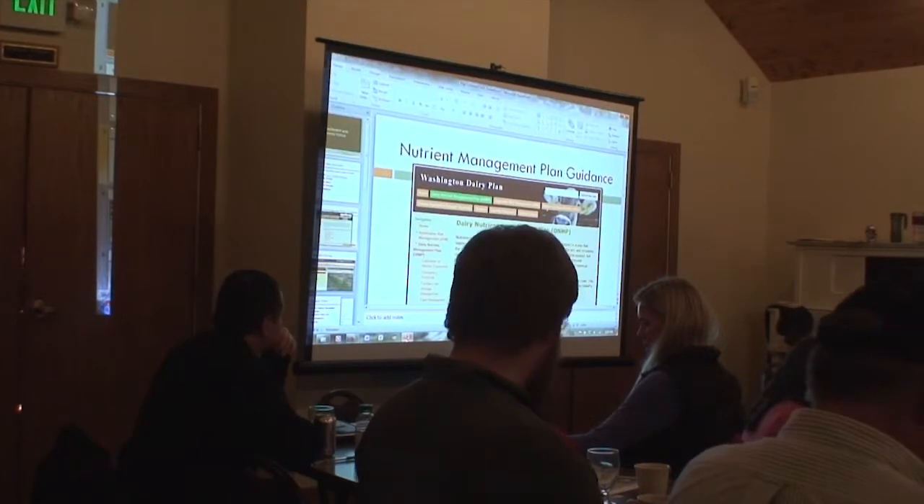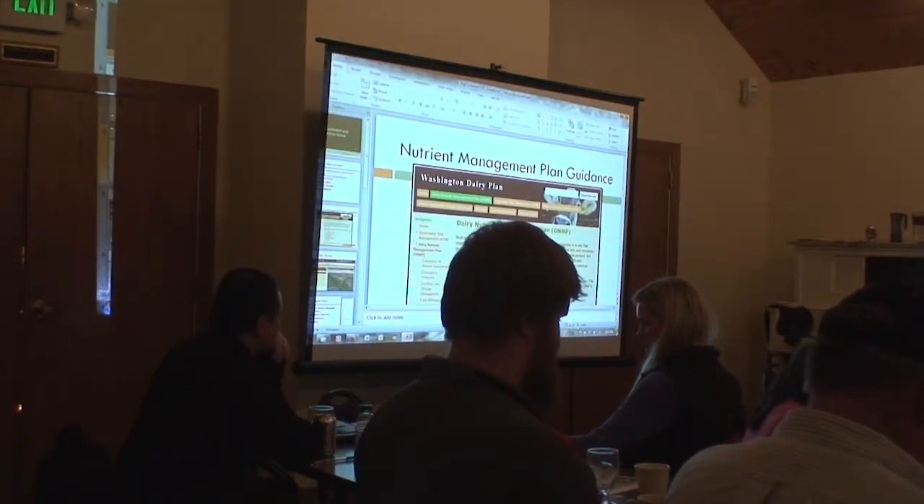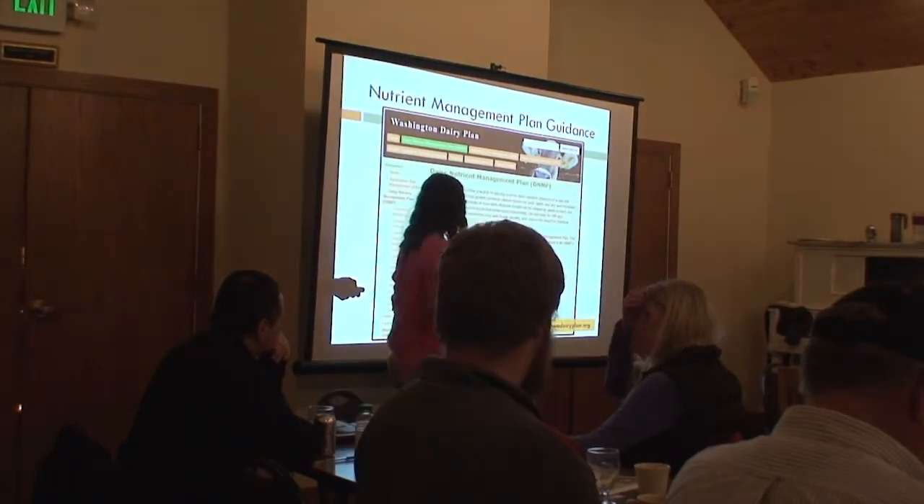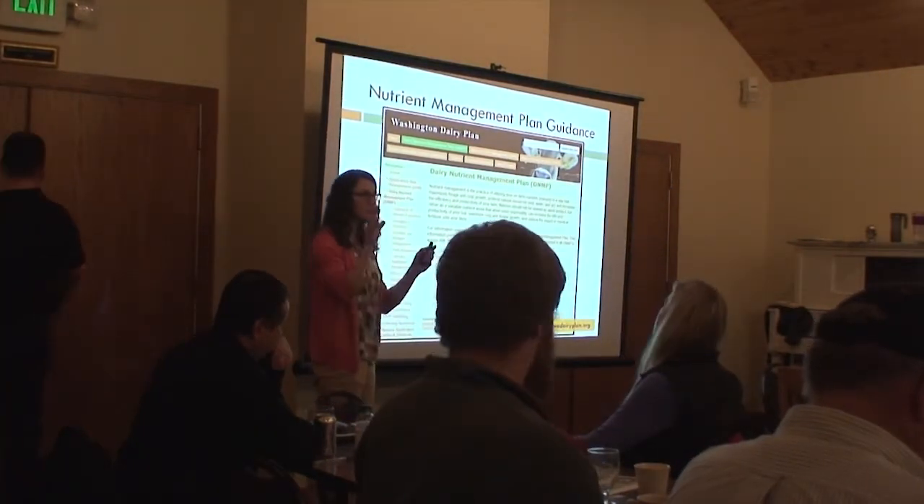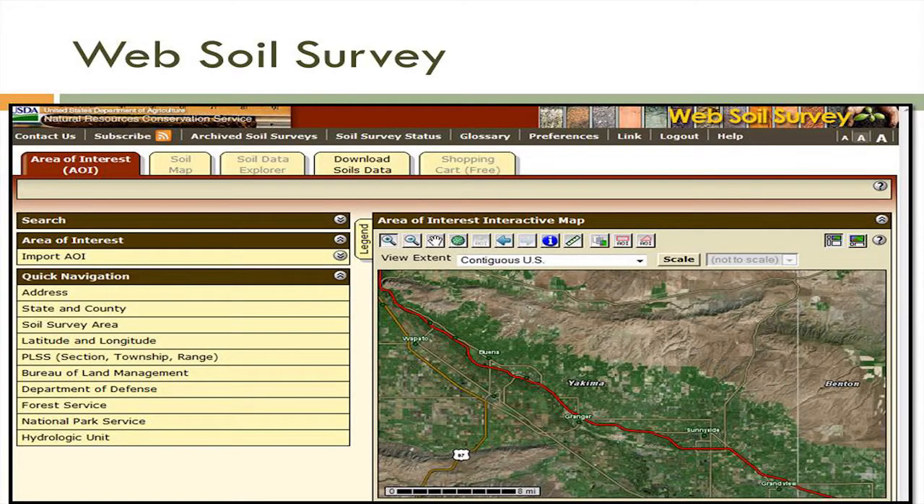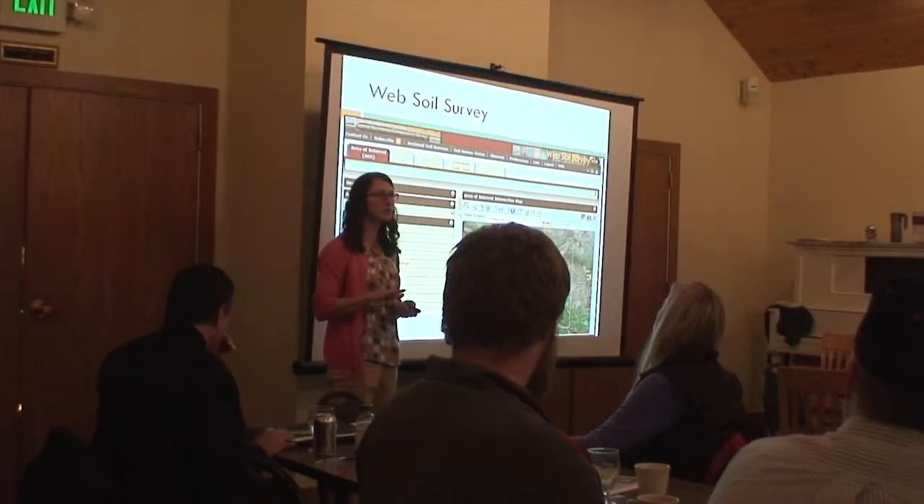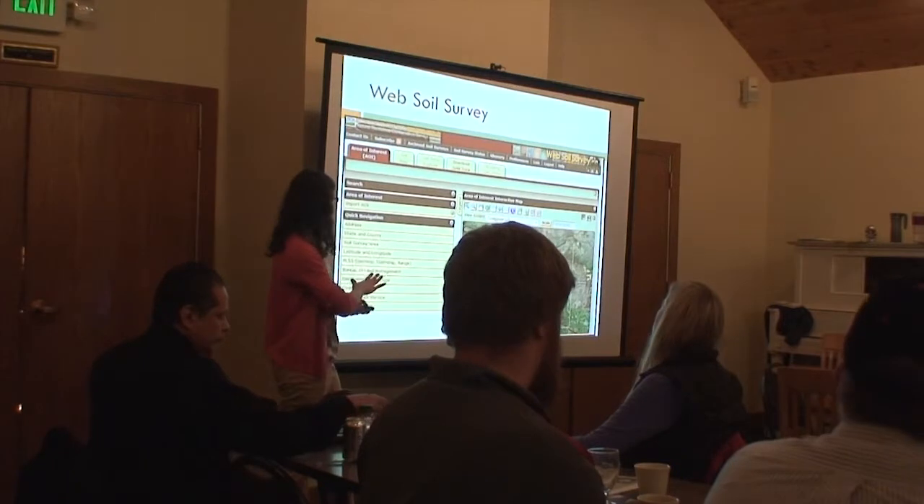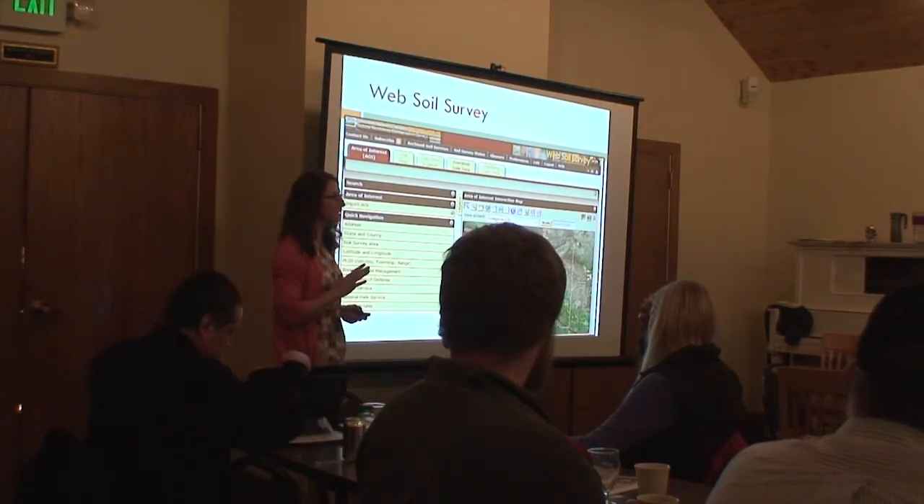So a lot of different things on there. You can just go through and peruse at your own leisure and see what you can find. Again, it's on that little card. Just remember Washington Dairy Plan. Other things, as you heard about that web soil survey, this is a great place for you to go and get information on your soils. Again, at your leisure, you can do this at home, find your zone, and learn a lot about it.